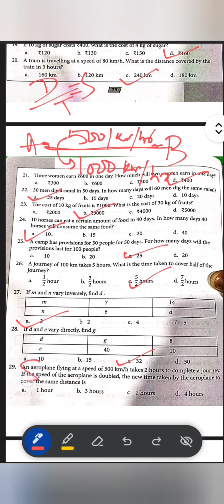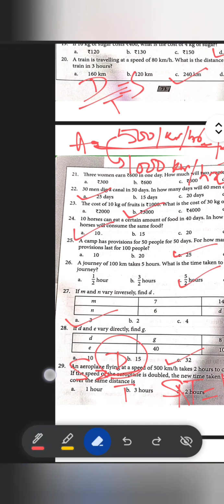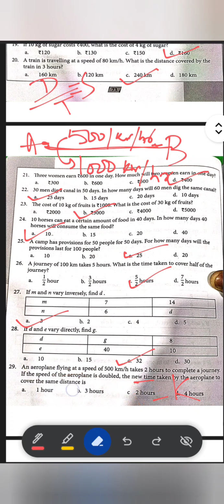So we know that speed is equal to distance by time. If distance is constant, it means speed into time is equal to k. It means they are inversely proportional. Speed and time are inversely proportional. So let's find out: 500 into 2 is equal to 1000, which is double, into y2. So 500 into 2 and 1000 cancel out, so y2 is equal to 1, that is, 1 hour.